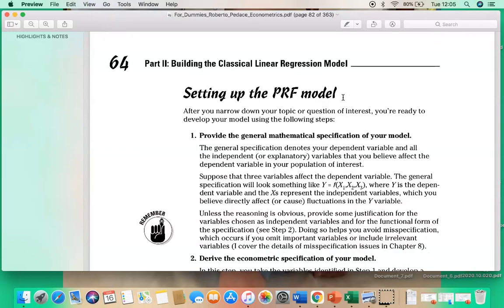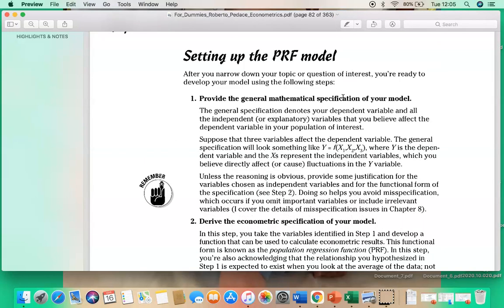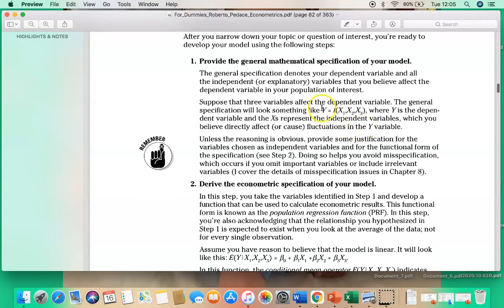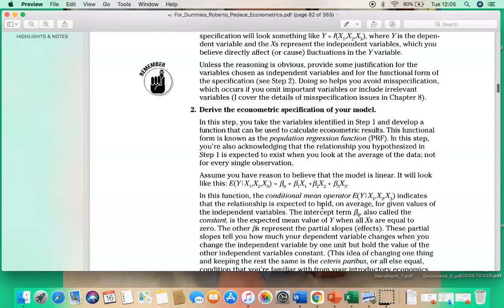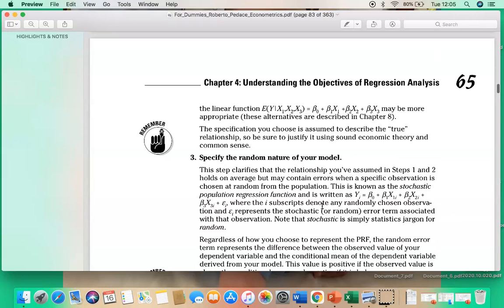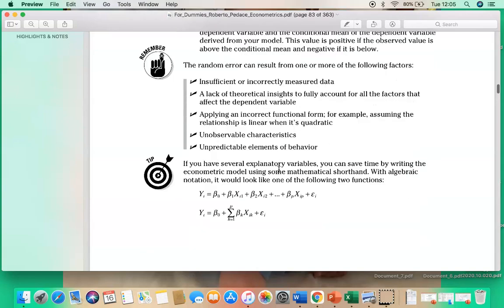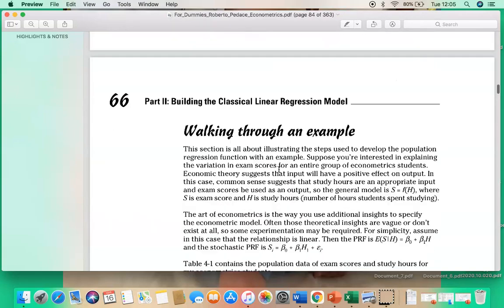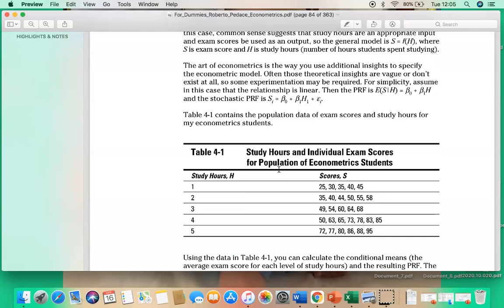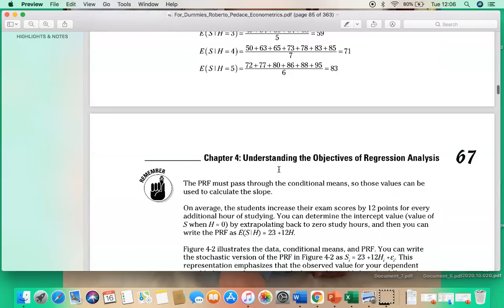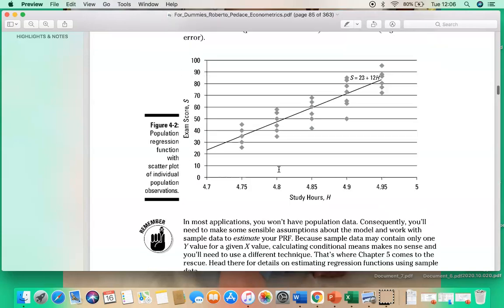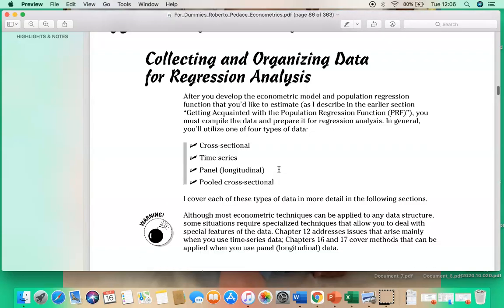So this is the PRF, the population regression function, right? As already discussed, here you have a general mathematical model like this one. And then after that, you represent it by the econometric model, you add the error term, right? Adding the error term like this gives the random nature of your model. So then you can estimate the regression and provide some estimates based on that. These are several examples that you can have a look at in this book. This is another example, right?